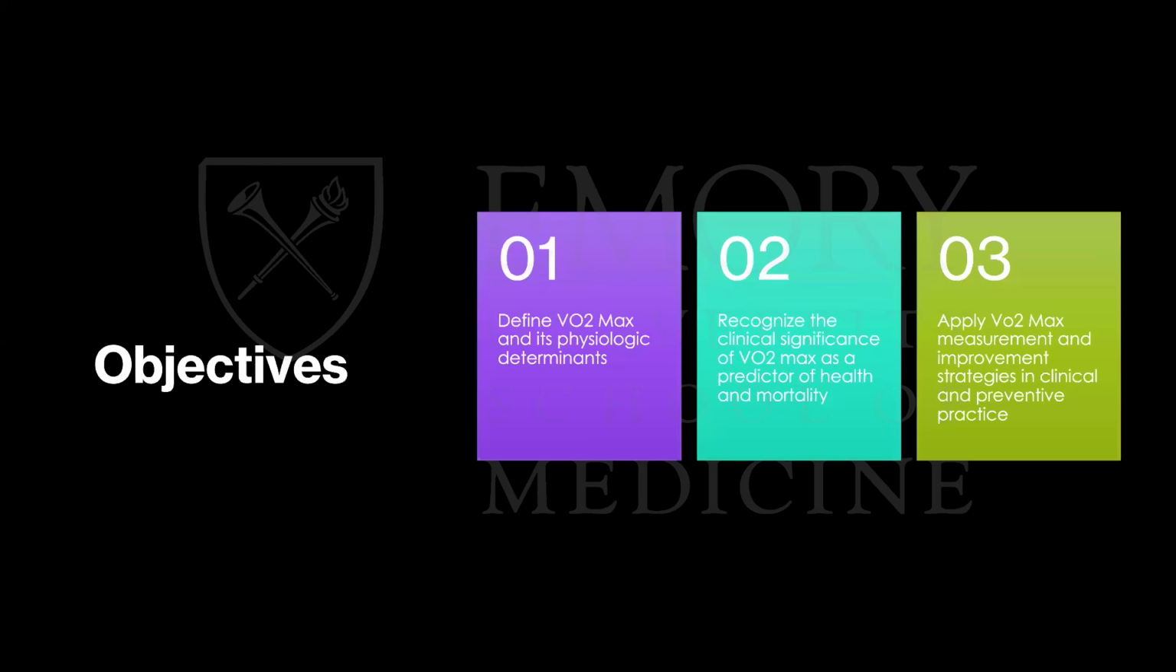So first off, let's go through the objectives of today. I'll first define what VO2 max is for the people that are scratching their head now, and we'll go through the physiologic determinants of it, like what makes it up. Next, we'll recognize the clinical significance of VO2 max as a predictor of health and mortality. And lastly, we'll apply the VO2 max data that we learn today and see how we can put this inside of our preventative practice and also clinical practice, such as valvular disease and heart failure. So it's a wide array of things that we can do.